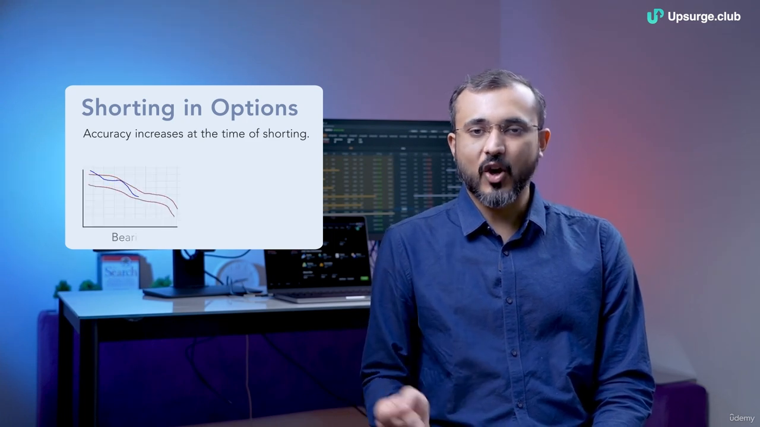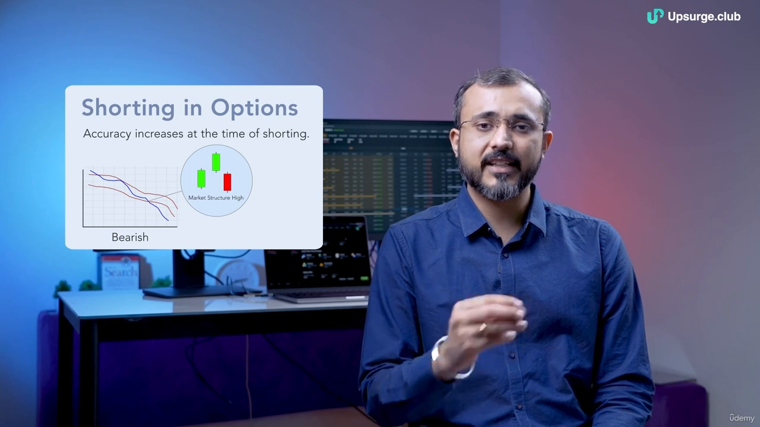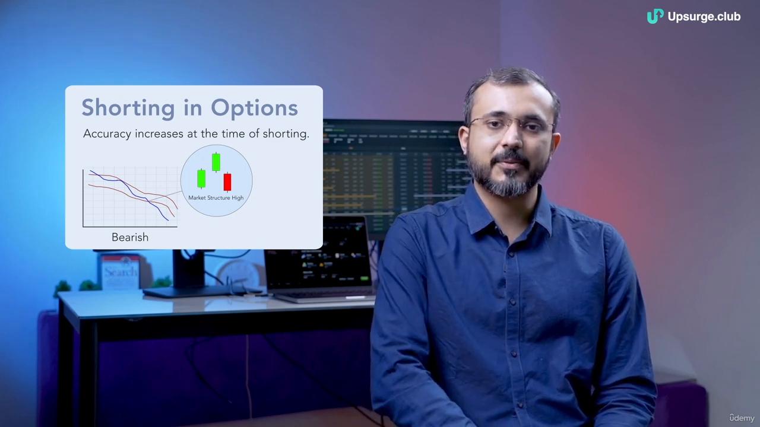Why are we interested in shorting options? Because our accuracy increases multifold. Reason being, below the moving average on the option chart itself gives us a very good entry and a very sweet spot on the chart to participate in the trade.